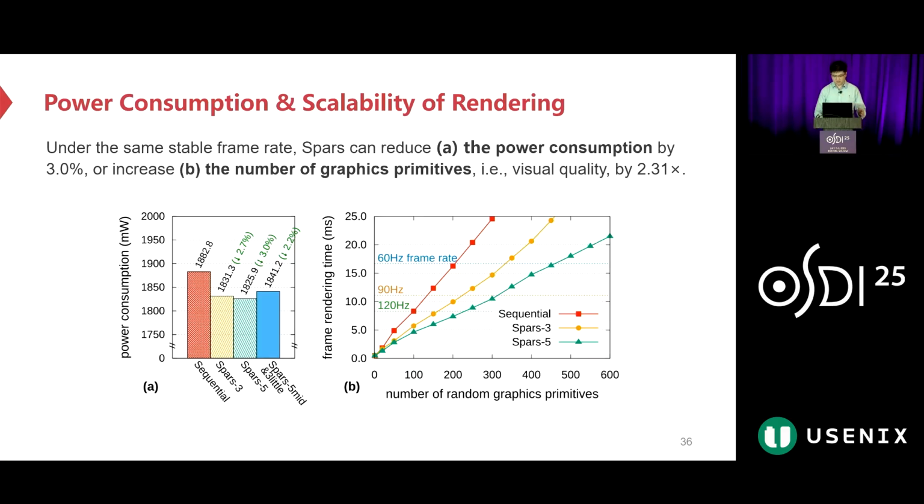Alternatively, within the same time budget, Sparse allows us to render 2.31 times as many graphics primitives, giving designers far more freedom to create richer and more appealing user interfaces.